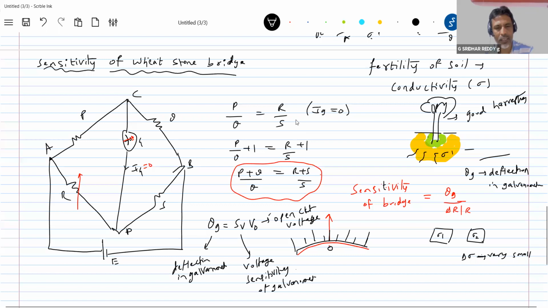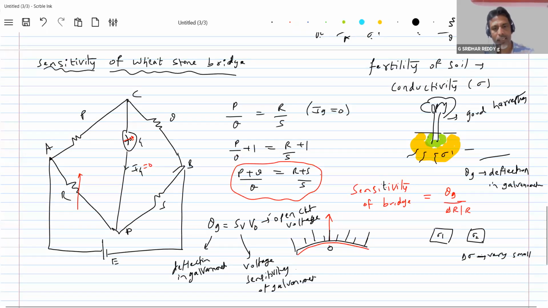Dimensions. Deflection is theta G. What is theta G? This will be in radians. What is the voltage sensitivity? Deflection per unit voltage is what we define as voltage sensitivity. The drop across the galvanometer is V naught, when it is a very high resistance. So like this, the deflection in the galvanometer we measure using this parameter. Okay, let's proceed. So voltage sensitivity: how do you define it? Deflection per unit voltage.